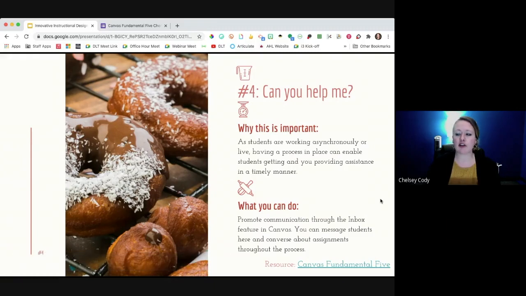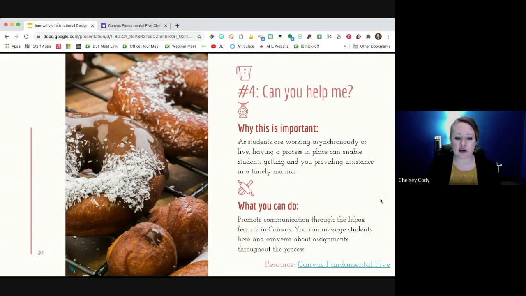Can you help me? Especially during the closure when we were learning how to navigate all of these new platforms, that help was huge, whether it was in time where they're sharing their screen, we're speaking with them, we're doing all the troubleshooting that we can, but can you help me? It's not just about that tech troubleshooting. It's, can you help me? I'm not understanding these concepts. Where do I go for help? When is help available? Where is help available?